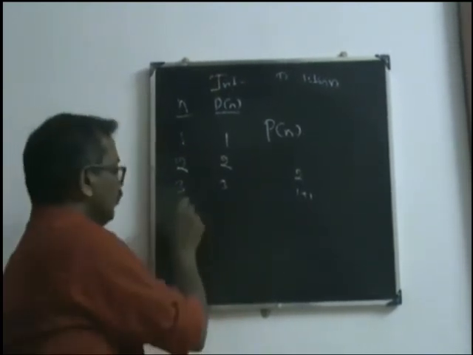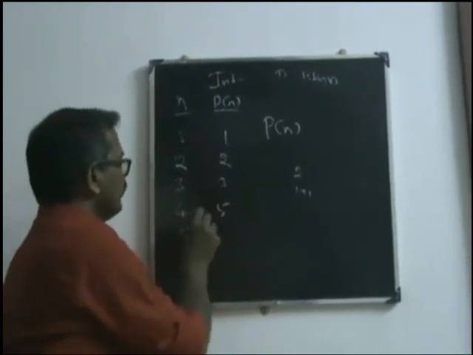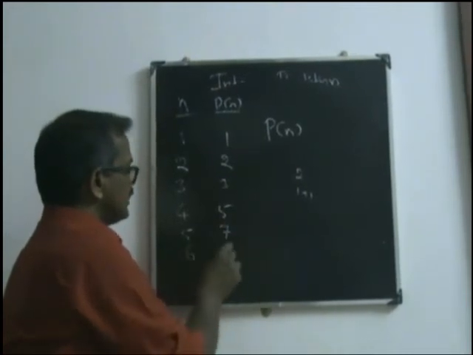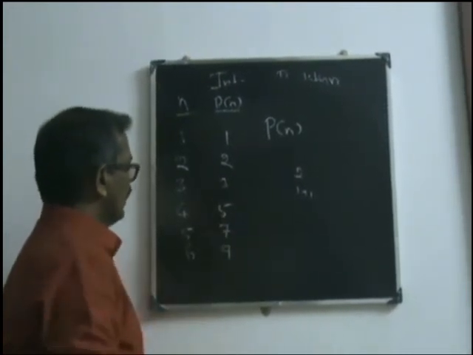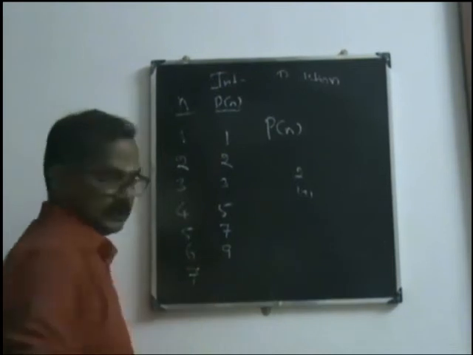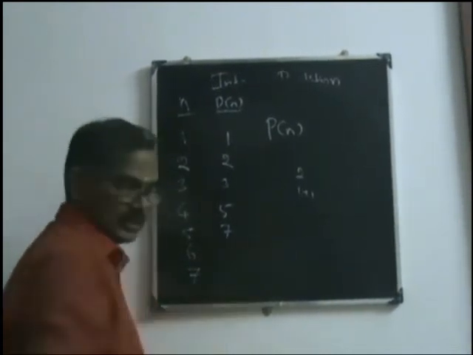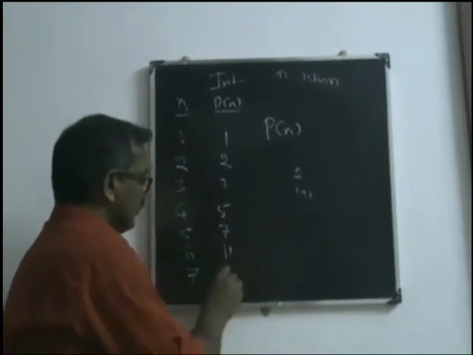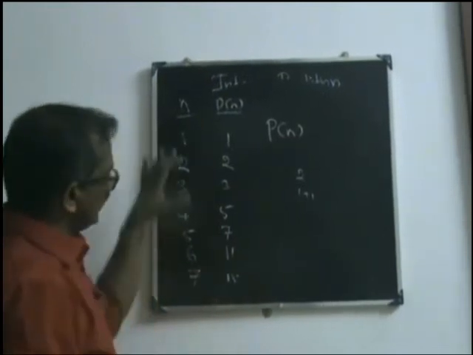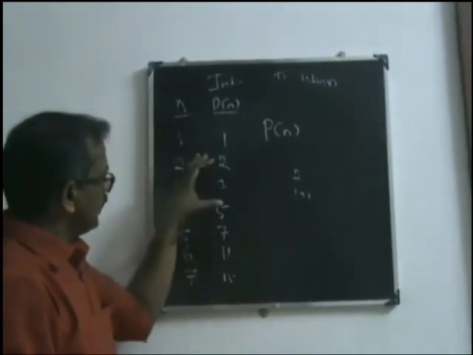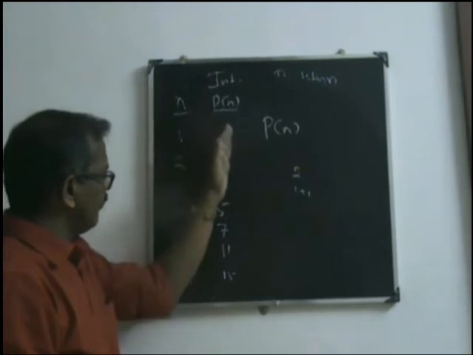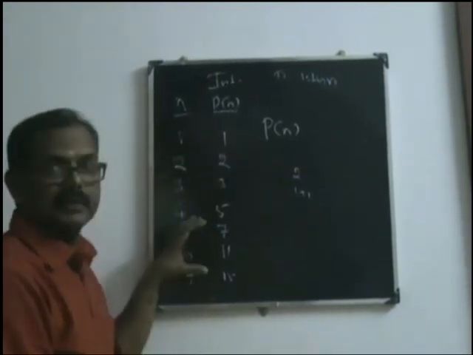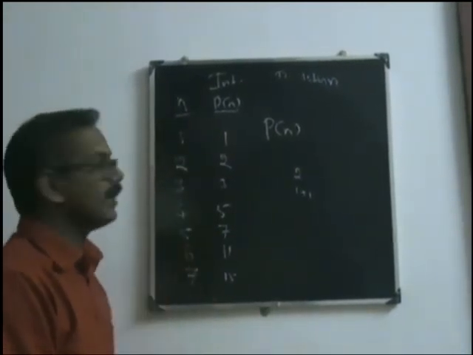If you take 4, 5 times; if you take 5, 7 times; if you take 6, 11 times; and 7, 15 times, and so on. So these are some of the values for the smaller numbers. That is the number of different ways it can be partitioned.